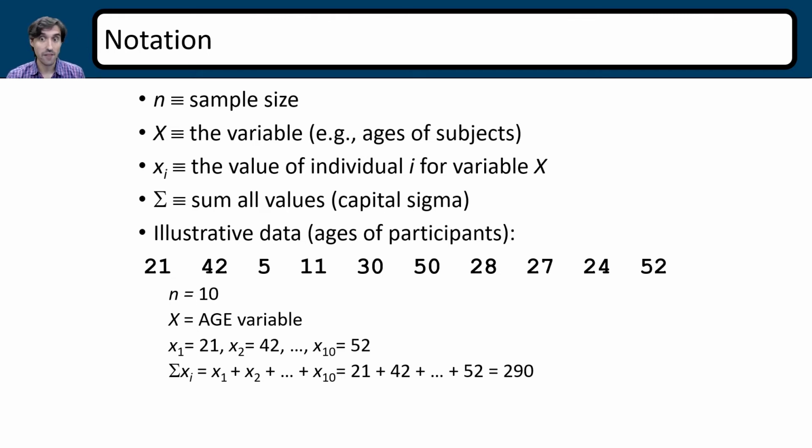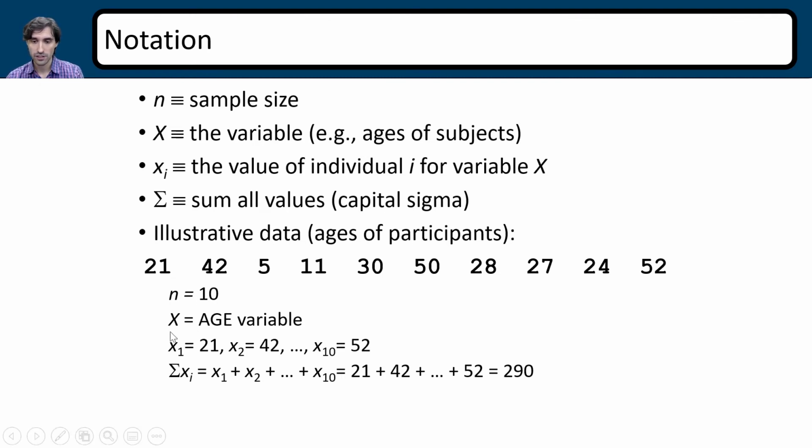Okay, so just to cover what you should know when it comes to terms that you'll see in the book. We have an n, which usually means sample size, and that's usually a lowercase n. If it's a capital N, then that's usually a population number. Then you have X, which is the variable, and a good example is the ages of the subjects. And then you have the xi, which is the value of the individual for the variable.